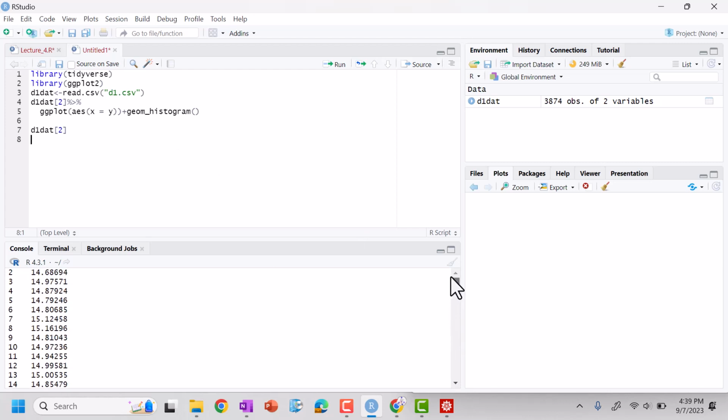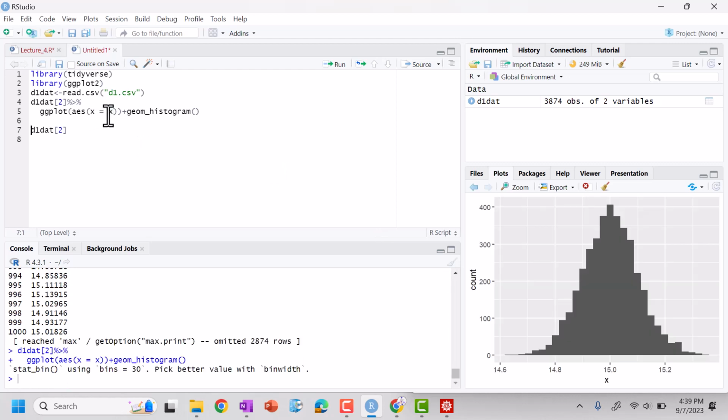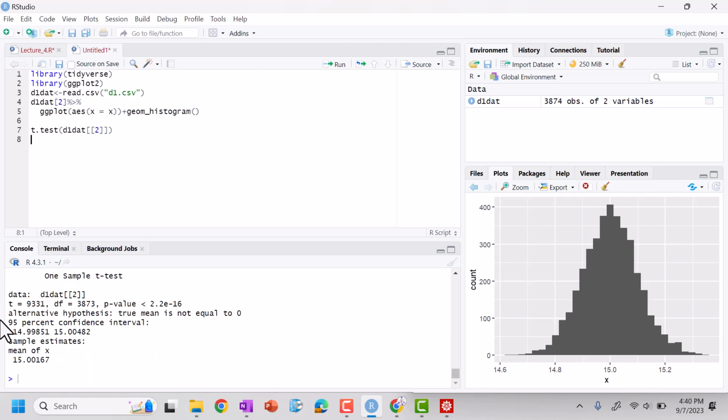Oh, is that X2? I think I labeled it as X. X equals X. There you go. That's confusing, but it's just the column header. Anyways, that looks pretty darn Gaussian to me. So if I want to do a t-test of my data, this is now where I'm going to have to do D1 dat bracket 2 because I just want the numbers. And I can look at my confidence interval as such here.